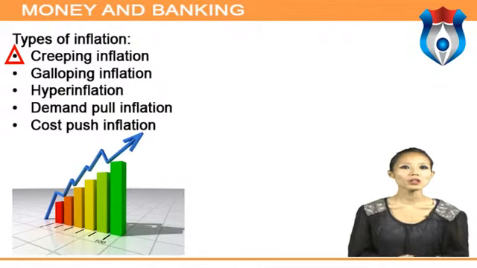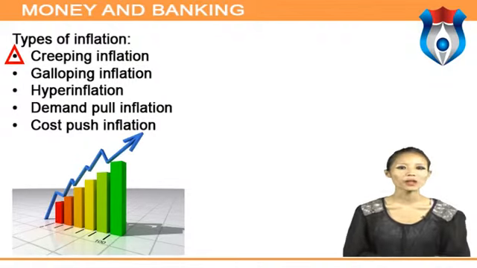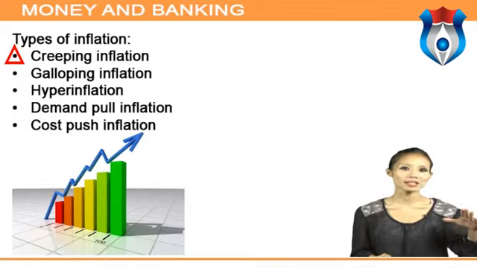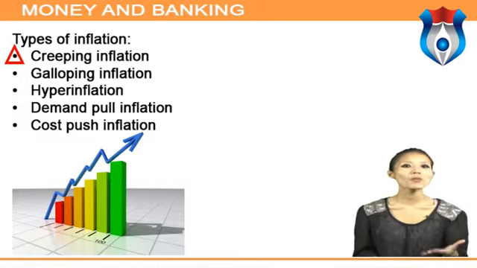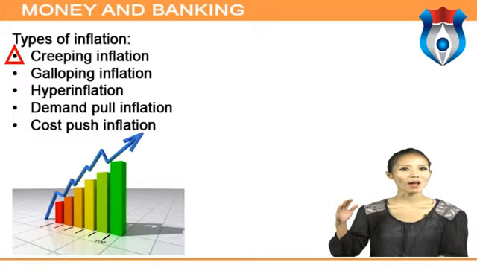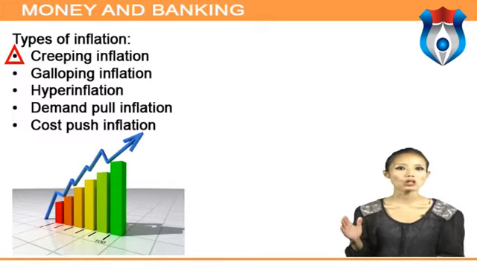Types of inflation. There are various types of inflation. Let us discuss some of them. Creeping inflation: when prices are gently rising, it is referred to as creeping inflation. It is the mildest form of inflation and is also known as mild inflation or low inflation. According to R.P. Kent, when prices rise but not more than up to 3% per annum, it is called creeping inflation.